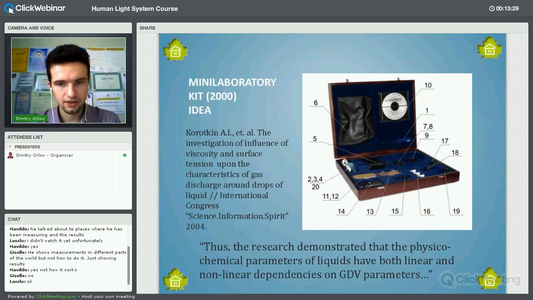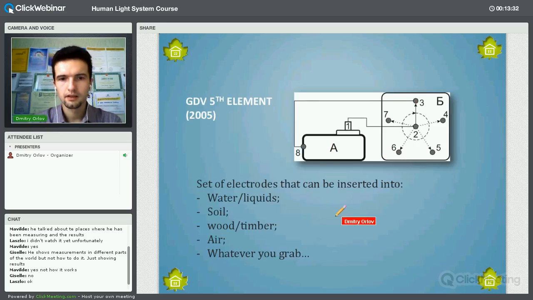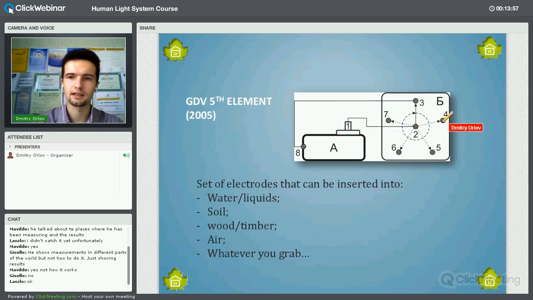So it was an interesting idea, and then an idea came to create a special attachment that was called GDV fifth element 10 years ago, and it had 5 electrodes. So you could connect the metal cylinder from the EPI device to this fifth element, and then connect with different sensors, antennas. So, and then insert in any, well, whatever you grab, really.